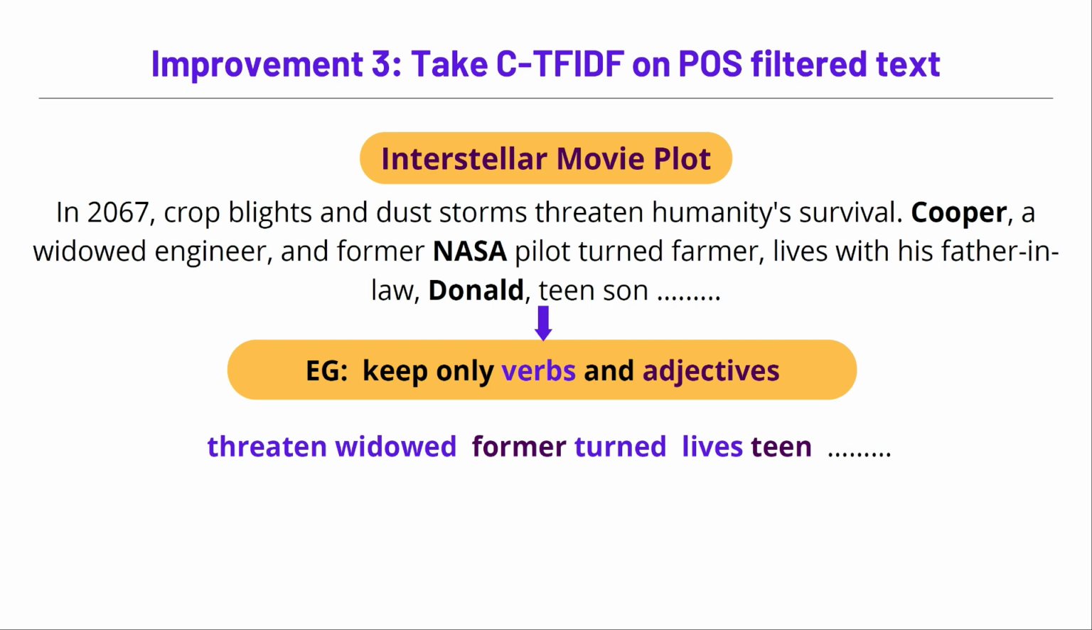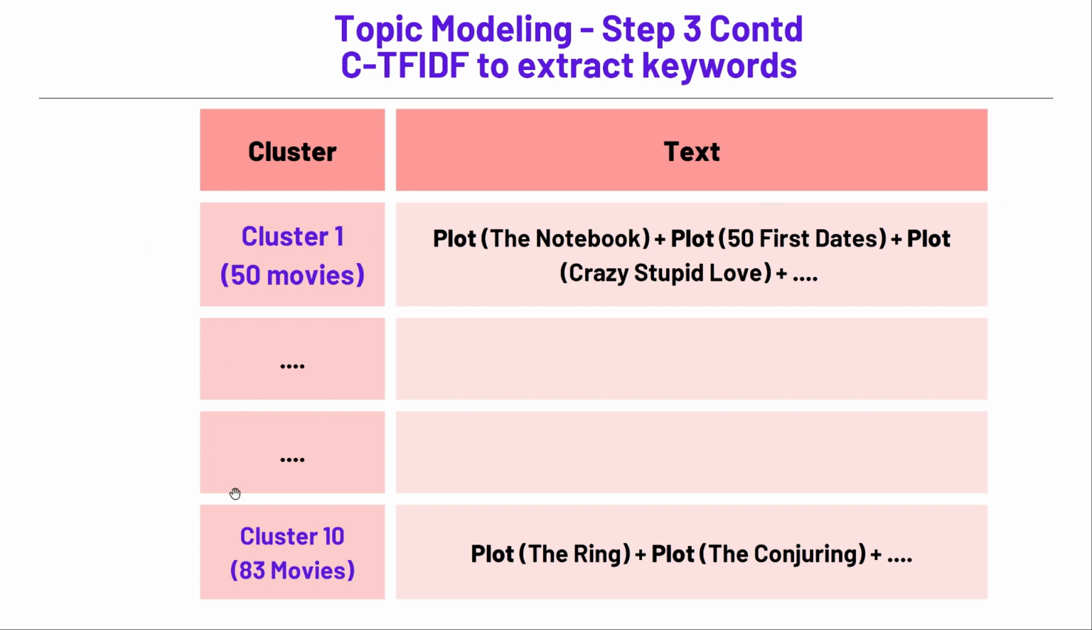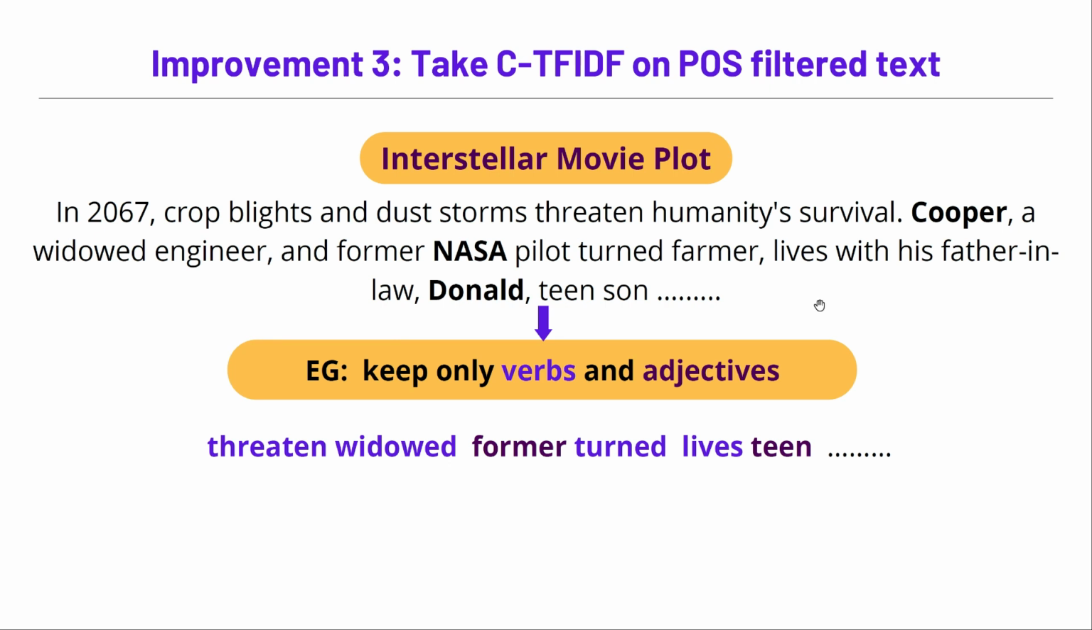Now coming to improvement 3. We have seen that we are taking class TF-IDF, and within each cluster we are accumulating all the text of the corresponding movie plots that belong to that cluster, and we are taking TF-IDF. So if you go back, you will see that cluster 1 is a collection of all the text of 50 movie plots, The Notebook, 50 First Dates and everything. Now we have the same problem here: if you are trying to extract keywords using TF-IDF, and depending on your task here we are trying to identify the genre of the movie plots, then most of these proper nouns like Cooper, NASA, Donald might not make much sense, just like we discussed previously.